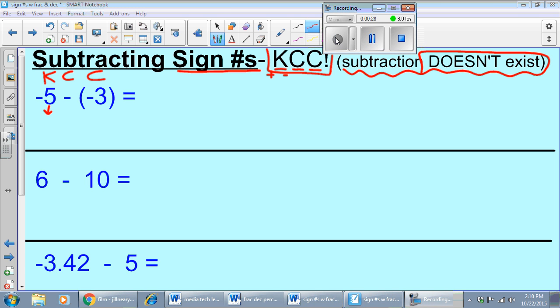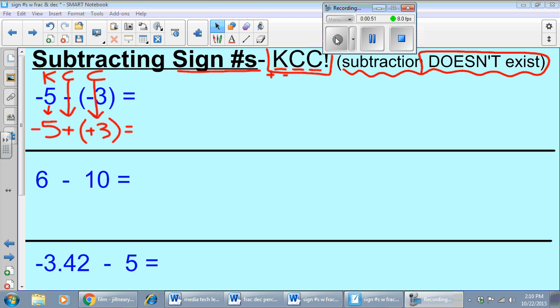K means keep the first digit exactly the same, so I'll keep -5 as -5. C means change subtraction to addition, and the second C means change the second digit to its opposite sign. The opposite of -3 is going to give me +3. So now my new expression says -5 plus +3.